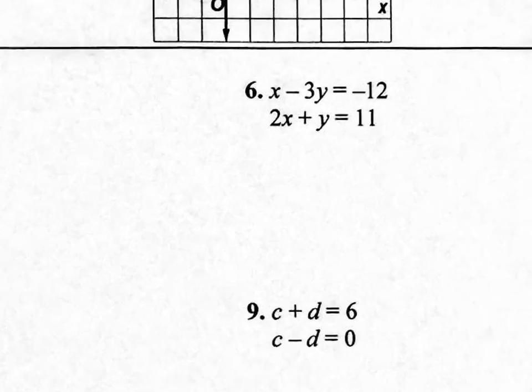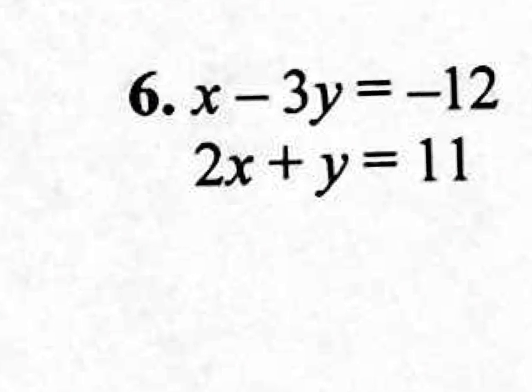Some of them, like on number 6, would you cancel out x's or y's? The truth is, it doesn't really matter. It's really easy, both. I'd go with the x's because 2 is smaller than 3, I guess. But it's really just as easy if you decided to cancel out y's. But the bottom line is you're going to have to modify at least one of these equations. So if you want to cancel out x's, you're going to have to multiply this whole top equation by what? 2. Negative 2.